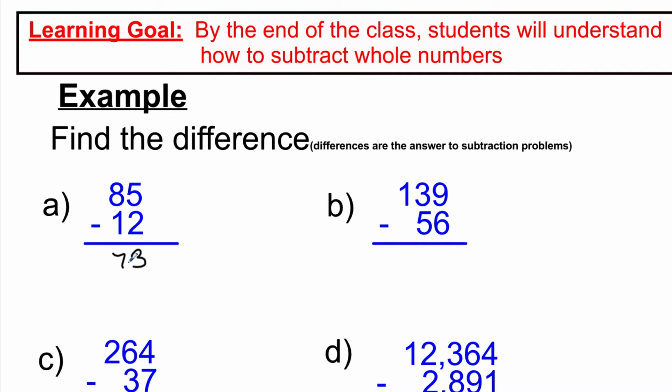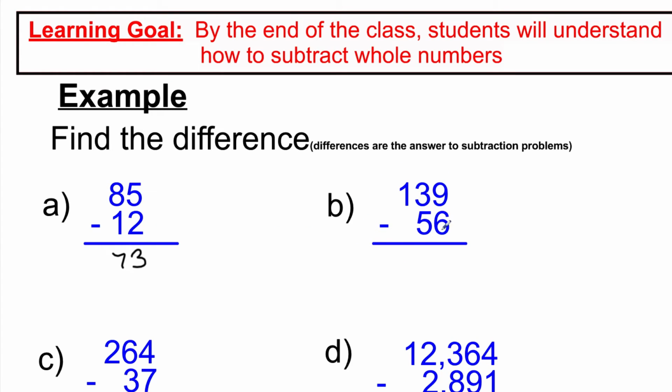When I don't get the larger number on top, that's when we're going to have to start borrowing. This first example worked out really nicely for us. In both of the place value columns, the larger number was on top: 5 is bigger than 2, 8 is bigger than 1. Let's go over to B.